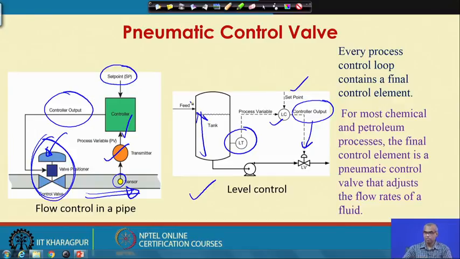and thereby tries to achieve the desired level inside the tank. So, every process control loop contains a final control element. For most chemical and petroleum processes, the final control element is a pneumatic control valve that adjusts the flow rate of a fluid.